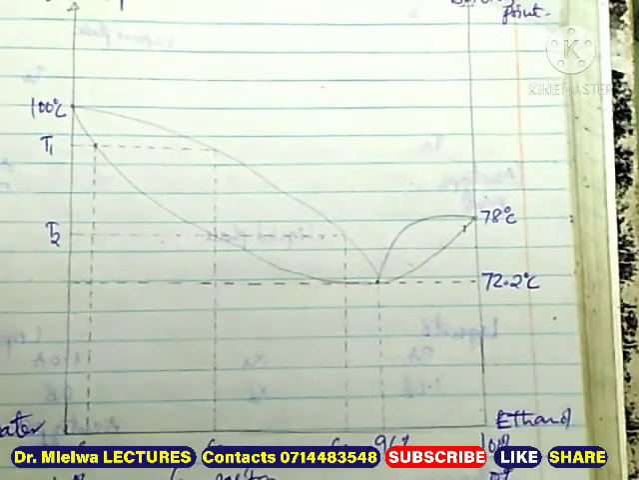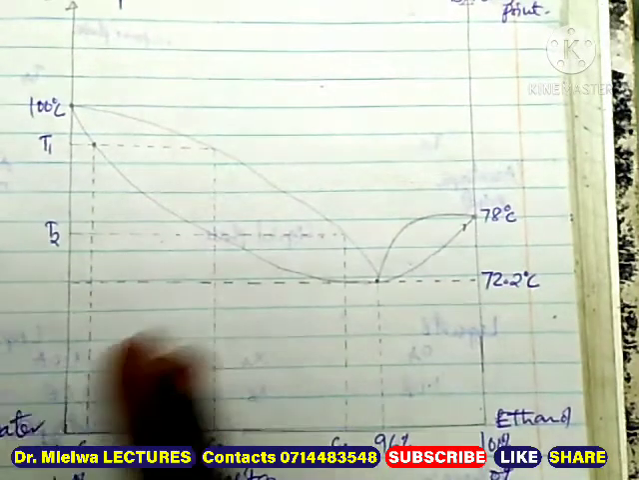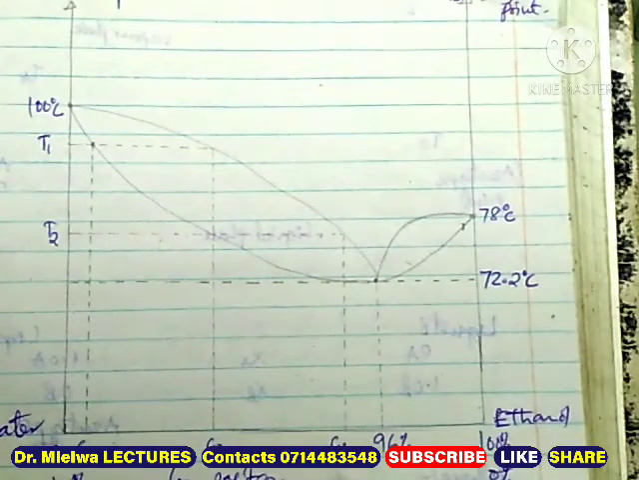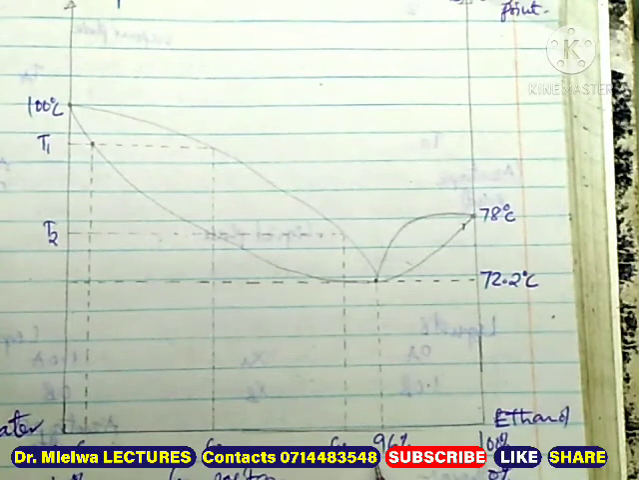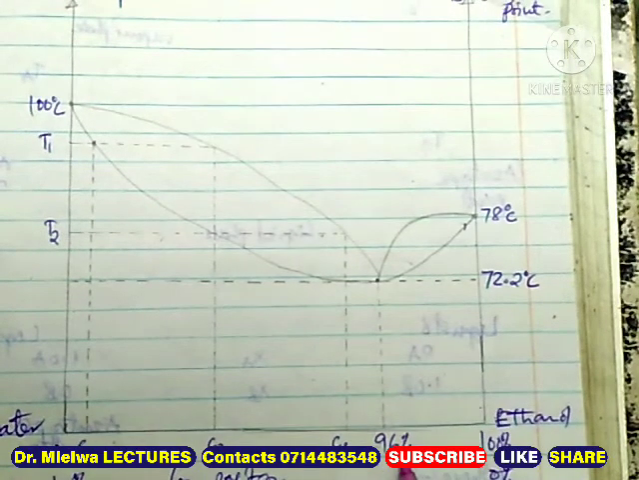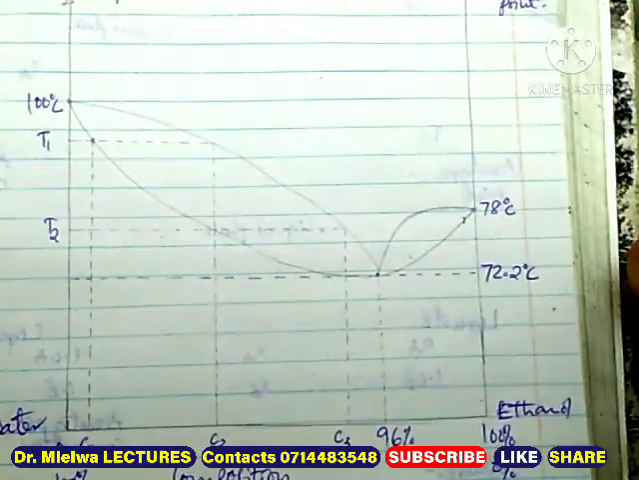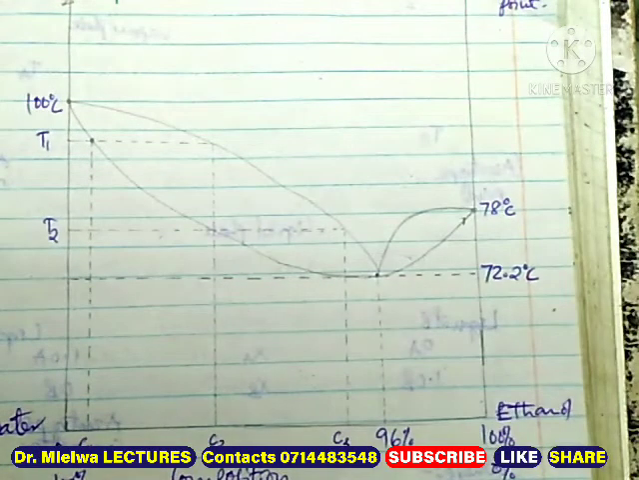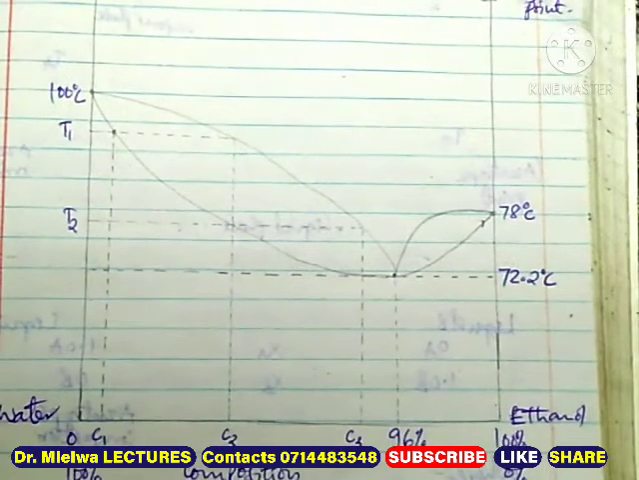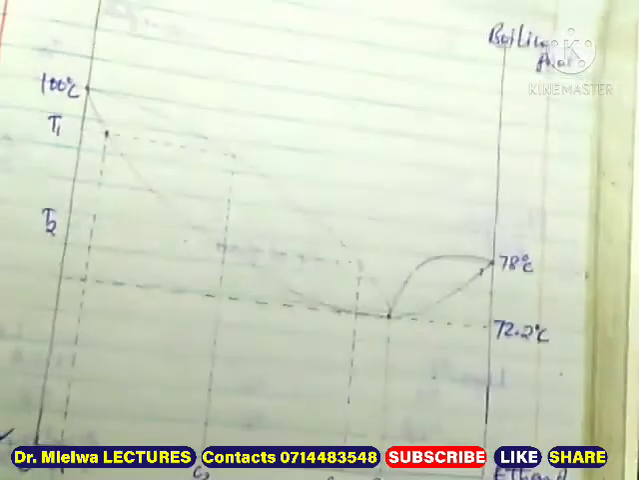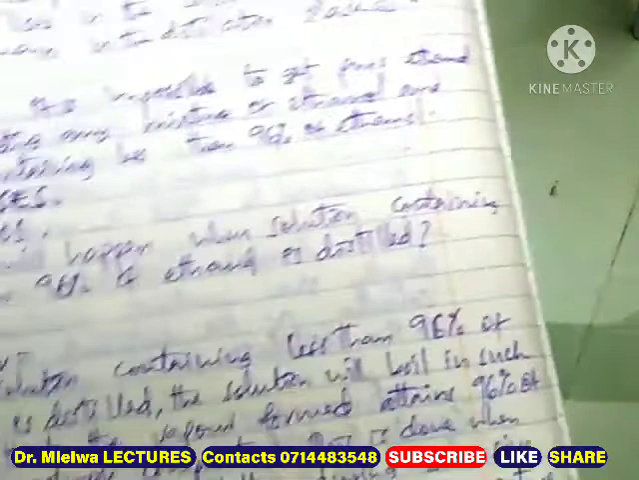Why? Because when we have a higher percentage of water, that means we need to decrease water so as to reach 96% of what? Of ethanol. But when we have a higher percent of ethanol, we need to decrease ethanol. So in every case we shall see what will be the distillate and what will be the residue. Now let's discuss the cases.